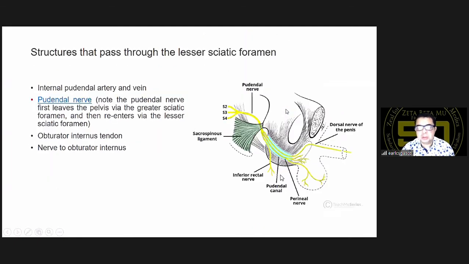The structures that pass through the lesser sciatic foramen are few. We have the internal pudendal artery and vein, the pudendal nerve, obturator internus tendon, and the nerve to the obturator internus. So that's your mnemonic, IPON.